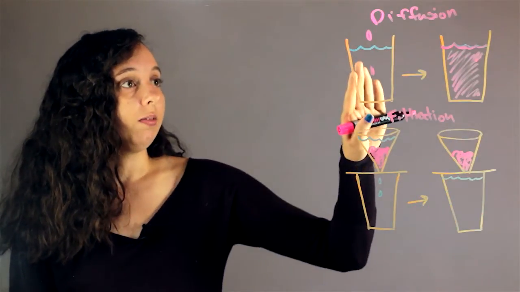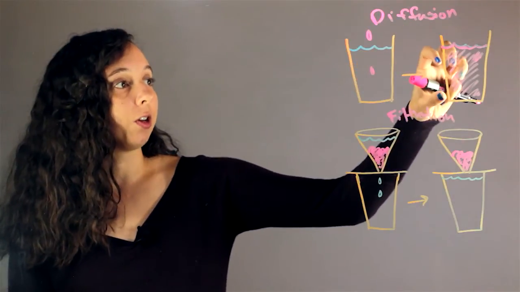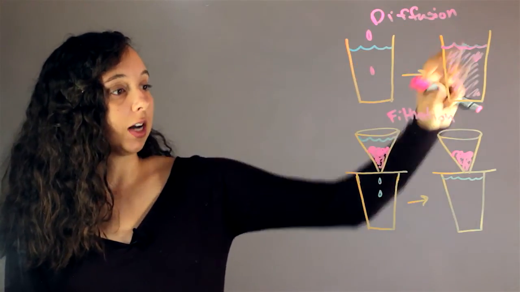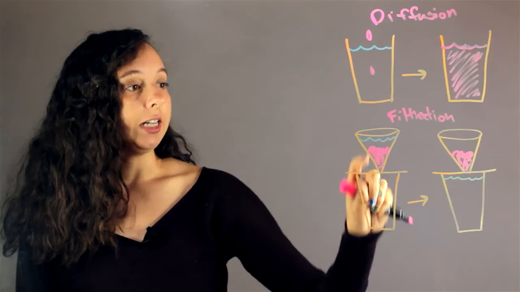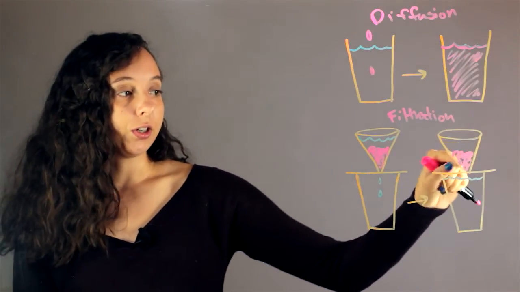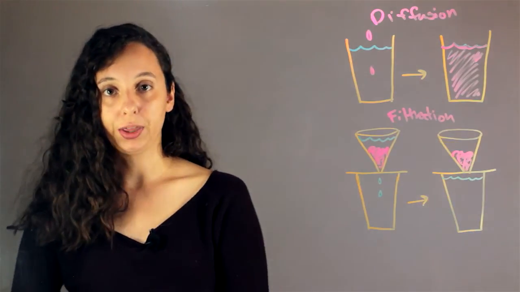So diffusion, taking something that spreads over the container over time, and filtration, taking something and blocking certain things but allowing others to get through.